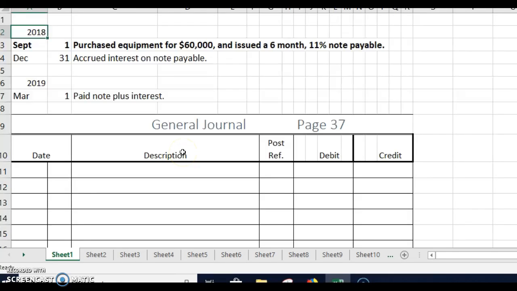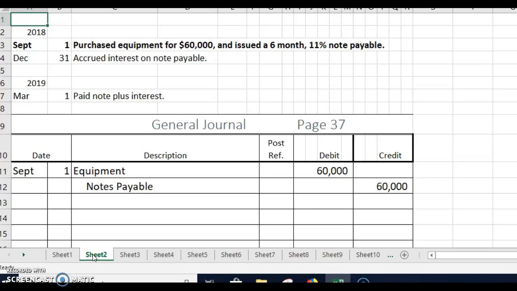We're going to take a look at issuing a note payable. So in our example here, on September 1st, we purchased equipment for $60,000 and issued a 6-month 11% note payable. So on September 1st, we would debit equipment and credit notes payable for the $60,000.